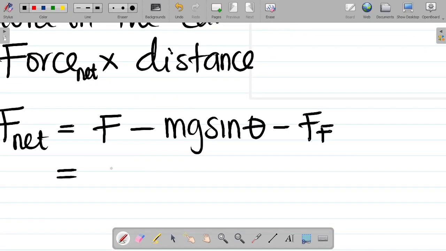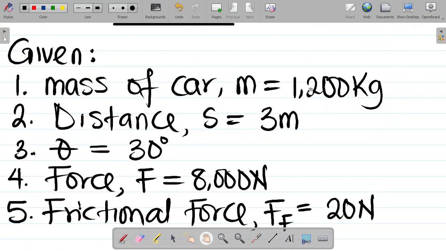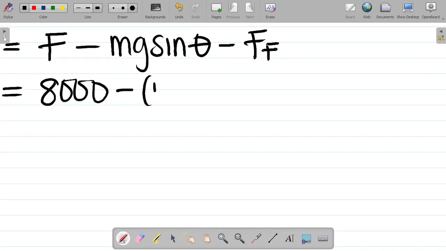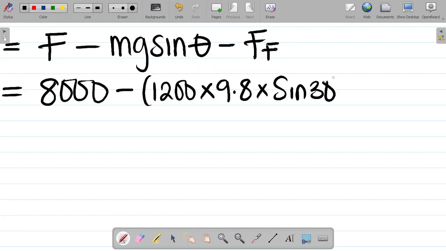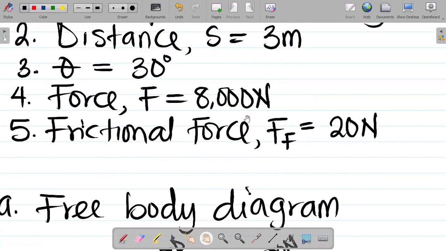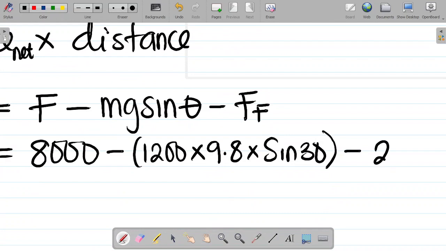Let's put in values. F is equal to 8,000. So it becomes 8,000 minus, let's take mg sine theta. The value of the mass is 1,200. Theta is 30. So mg sine theta becomes 1,200 times 9.8, then times sine 30, minus ff. Ff is the frictional force, and the value of ff, as you can see here, is 20.